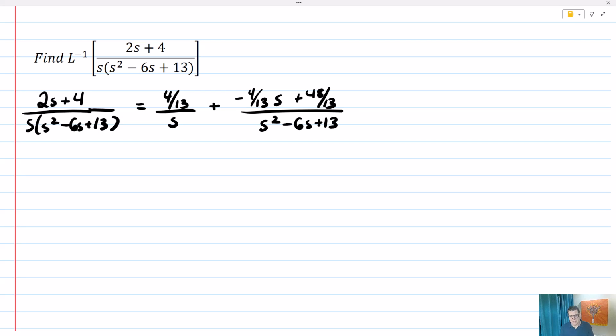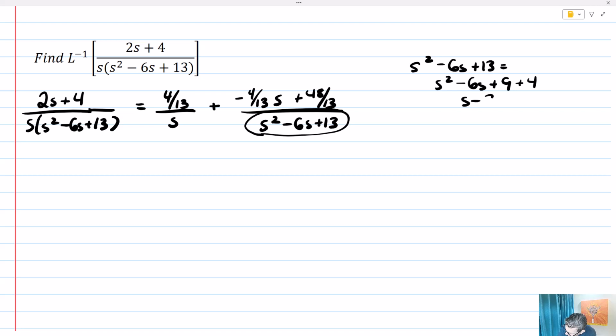Now, for the sake of simplicity, for just a moment, I'm going to transform this into a form that I can use the first shifting theorem for. So in other words, s minus something squared plus another term. So s squared minus 6s plus 13 is going to end up being s squared minus 6s plus 9 plus 4, and that'll be then s minus 3 squared plus 4. So that's going to be our new denominator there. So that's where that's coming from when I put it in.